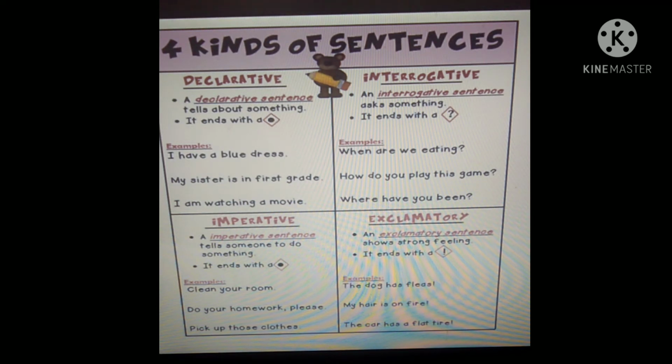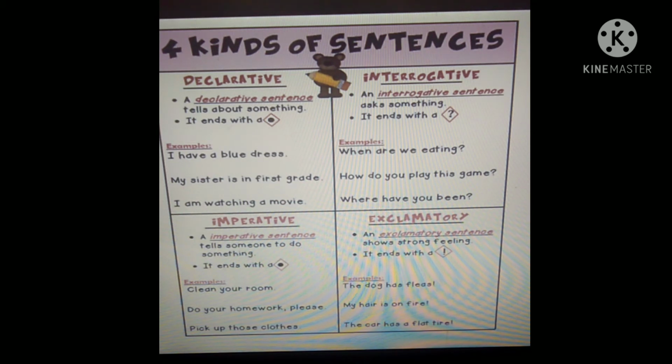Second is interrogative sentences. Interrogative sentences are those that ask a question, and they always end with a question mark. Example, when are we eating? You can see a question mark is put after it. The next example, how do we play this game? Again we have a question mark after it. See children, don't forget to put the question mark after the sentence when it's an interrogative sentence. It should always have a question mark, otherwise your marks will be cut.